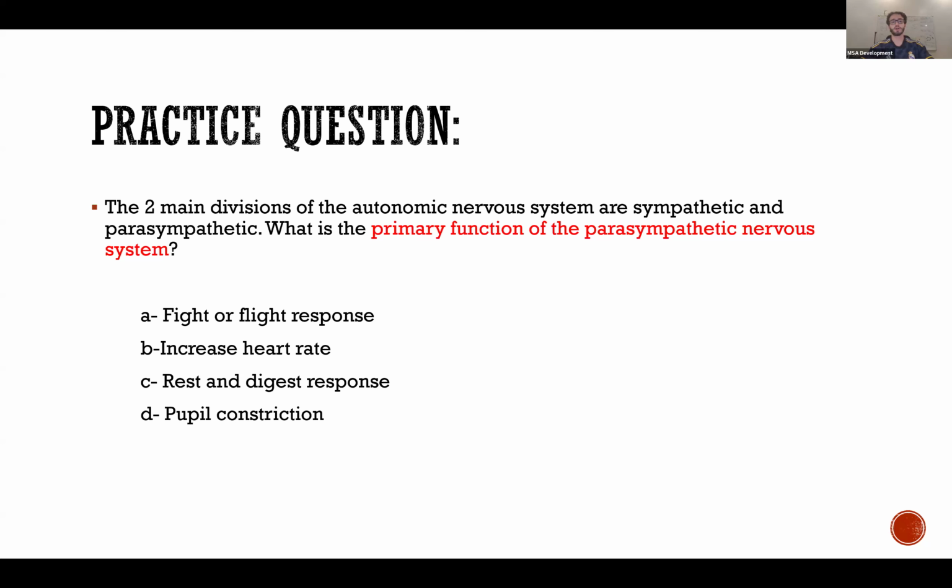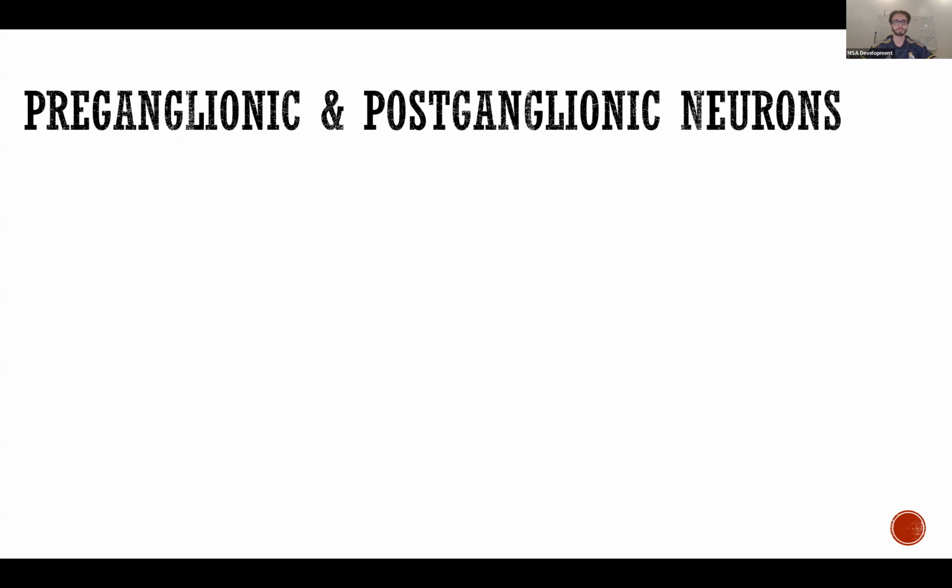Now, before I answer, notice how I highlighted some words in red. I usually do this to convey a point, which is that throughout medical school and medical exams, almost 75% of the question is useless. It's basically just words that are thrown to confuse you. For example, in this question, we do not really care whether there are two main divisions of the autonomic nervous system and whatever. The only sentence that matters is primary function of the parasympathetic nervous system. And after reading that sentence, we can answer, where the answer would be C, the rest and digest response, which we just talked about.